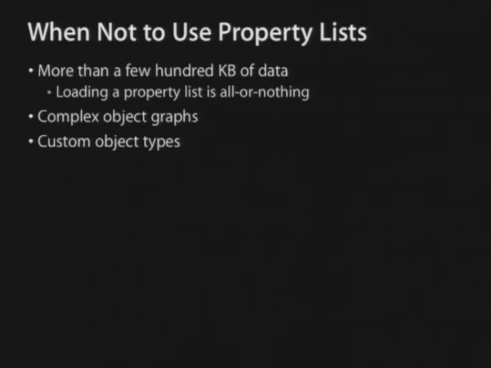Other situations where property lists maybe aren't the right move are cases where you've got complex object graphs. By that I mean you've got a lot of relationships between objects that you want to maintain, a whole web of interconnected objects. It's difficult to get that written out to a property list in a sane way. And also custom object types. If you're using something other than strings, numbers, dates, arrays, and dictionaries, you may want to look into some other options. But property lists are very handy. They're super simple. And we're going to look at some really quick ways of getting into property lists.